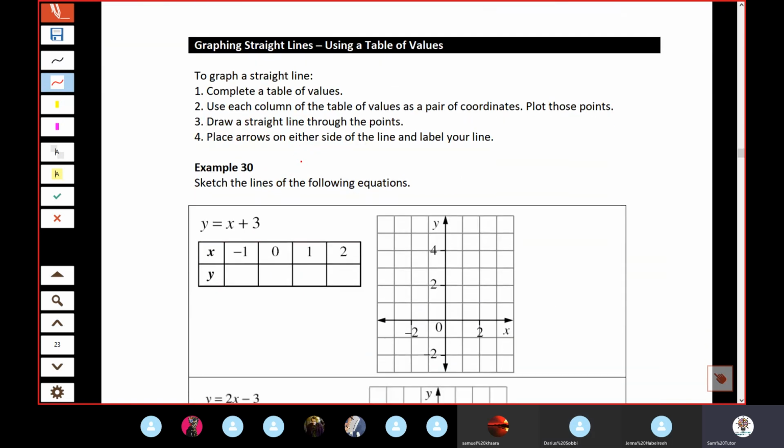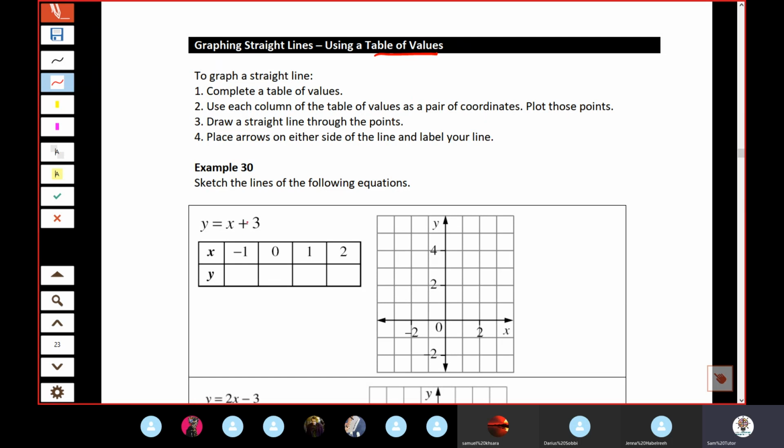Graphing straight lines using a table of values. A very good method, table of values. It will work for you from pretty much year 9, year 10, year 11, all the way up to year 12 actually. We use table of values. So it is a very good method to finding all types of graphs.